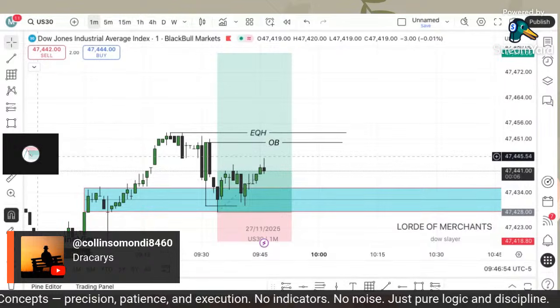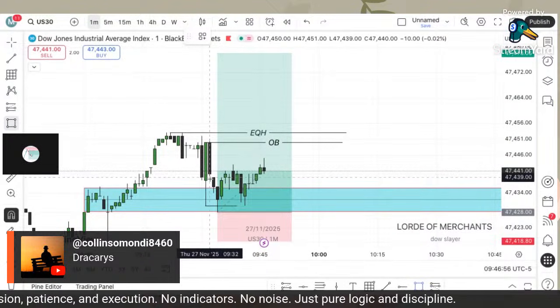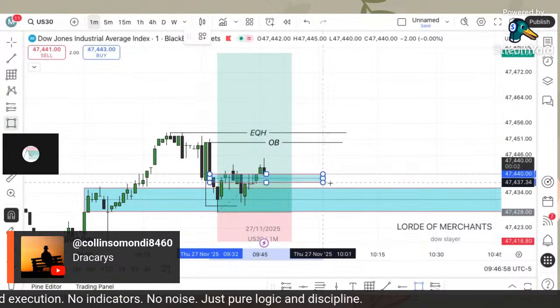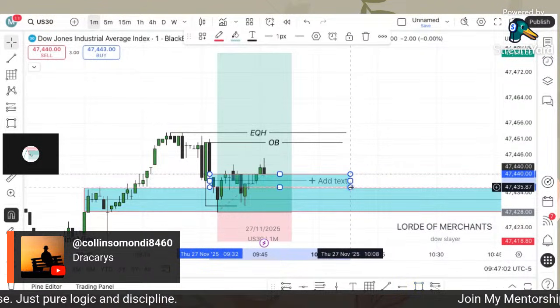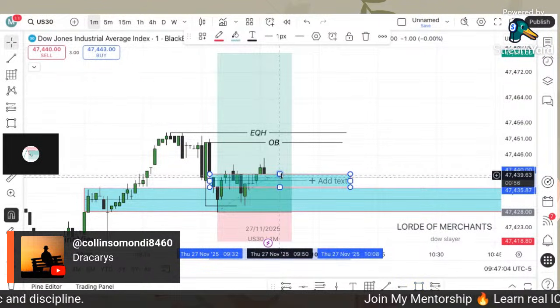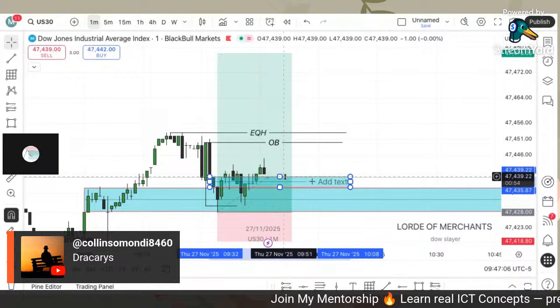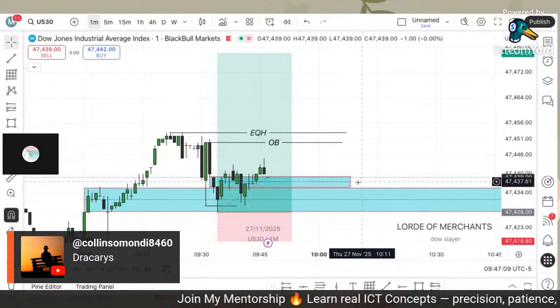So we have a small volume imbalance around here. Let's see if it's going to push prices higher. Even a fair value gap inversion is here actually. Just waiting to see. Let's wait and see.